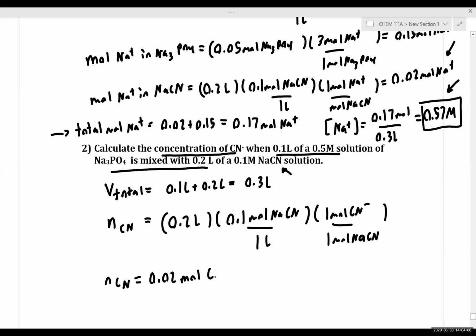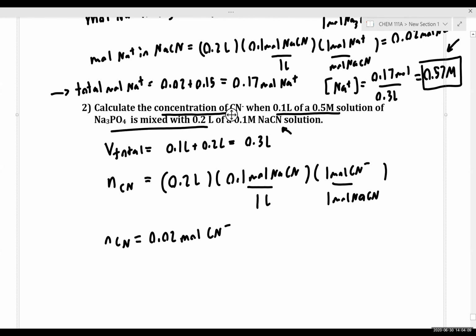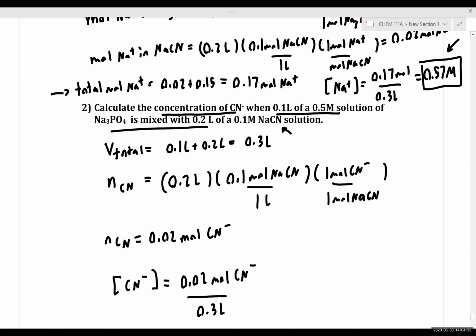And that gives us a moles of cyanide of 0.02 moles of cyanide. We can then figure out the concentration of cyanide by taking our total moles, which is 0.02 moles of cyanide, over the total volume, which is 0.3 liters, and punching this into our calculator, we get a final molarity of 0.067 molar, which we round to 0.07 molar.